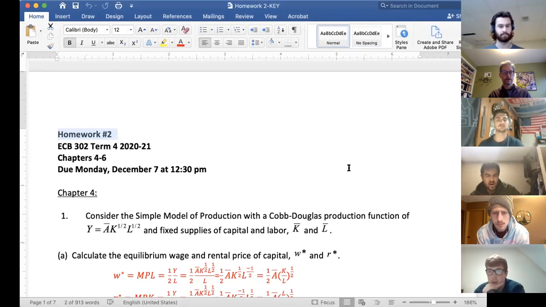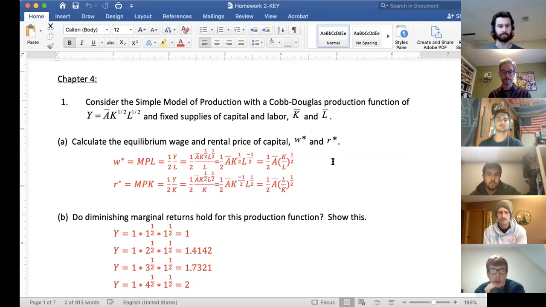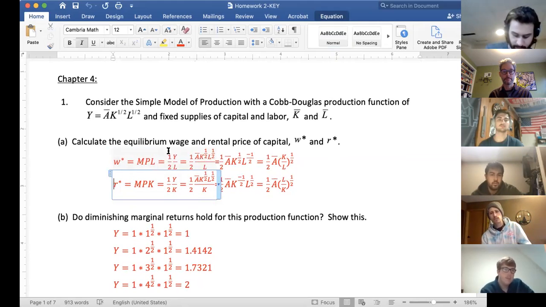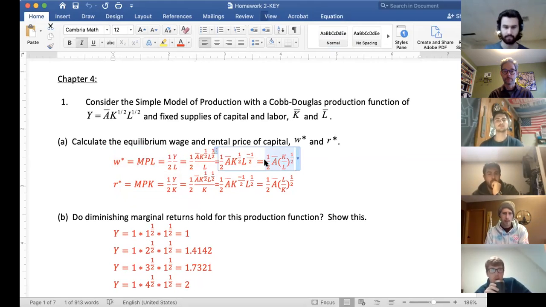Okay, so first off, consider the simple model of production with the Cobb-Douglas production function. Here, the main difference is that you notice the coefficients are 1/2, 1/2 instead of 1/3, 2/3, which is what we usually use. Calculate the equilibrium wage and rental price. So for part A, in equilibrium, remember, the wage is equal to the marginal product of labor. And what is the marginal product of labor? It's equal to 1/2 Y divided by L. If you plug in Y, you can simplify it down so that the real wage is equal to 1/2 times A times (K divided by L) to the 1/2 power.